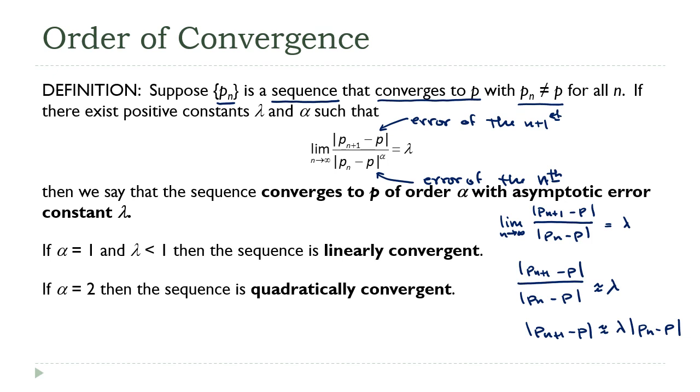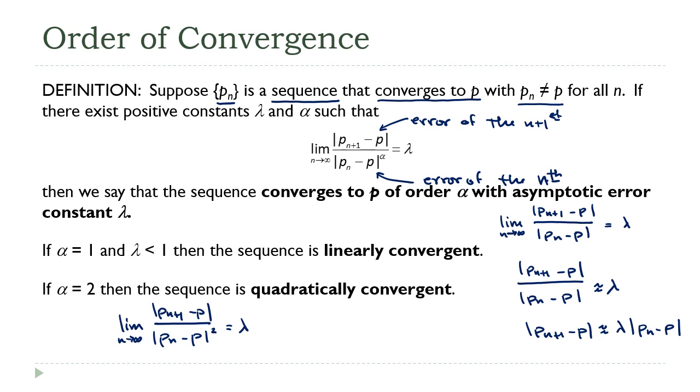And if we look at the quadratic case, then we get the limit as n approaches infinity of the absolute value of p_{n+1} minus p over the absolute value of p_n minus p, squared, has to equal a constant. Now, squaring the denominator magnifies its value. In general, as n gets large, we expect these errors to get small. So you're squaring a small number, which makes it even smaller. When you divide by an even smaller decimal number, you expect the ratio to get bigger.